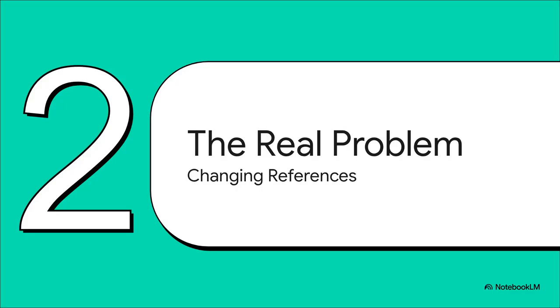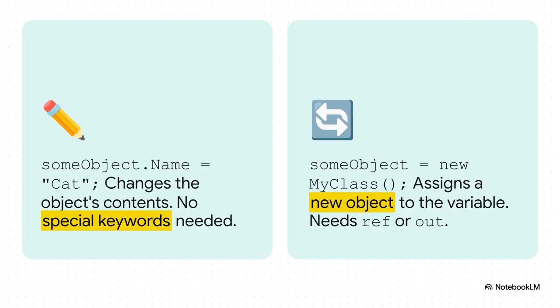Okay, so that brings us to the real reason ref and out even exist. It's not about changing what's inside an object. It's about changing the reference itself, the variable's actual identity. Look at it this way. On the left, we're just tinkering with a property. Think of it like you're redecorating a house. The address on the mailbox stays the same. But on the right, you're assigning a completely new object. That's like bulldozing the house and giving the variable a totally new address. That's the moment you need ref or out.